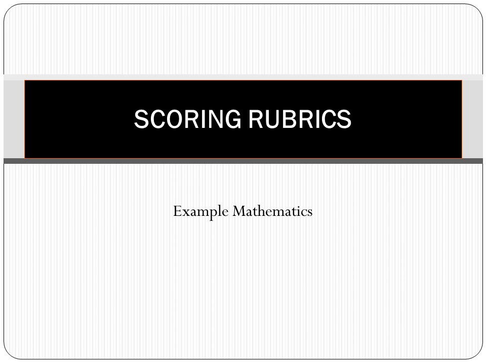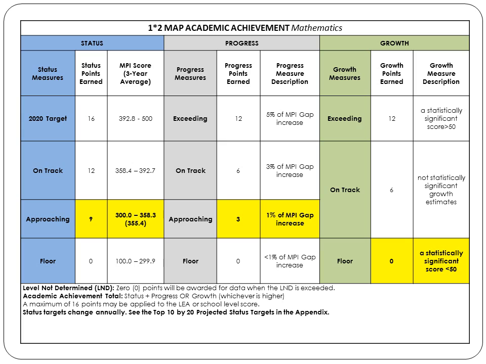So let's look at the scoring rubric for math. 9 points for review under status, 3 points for 1% of the MPI increase, and no growth points that we find.